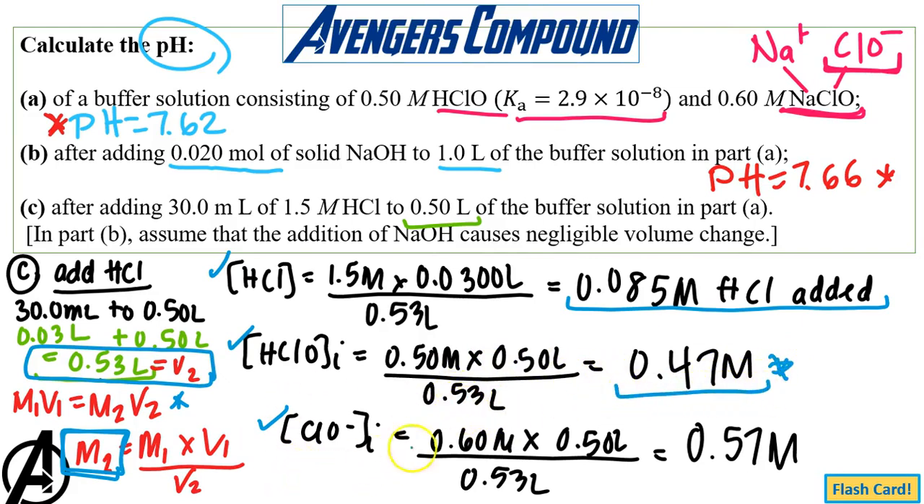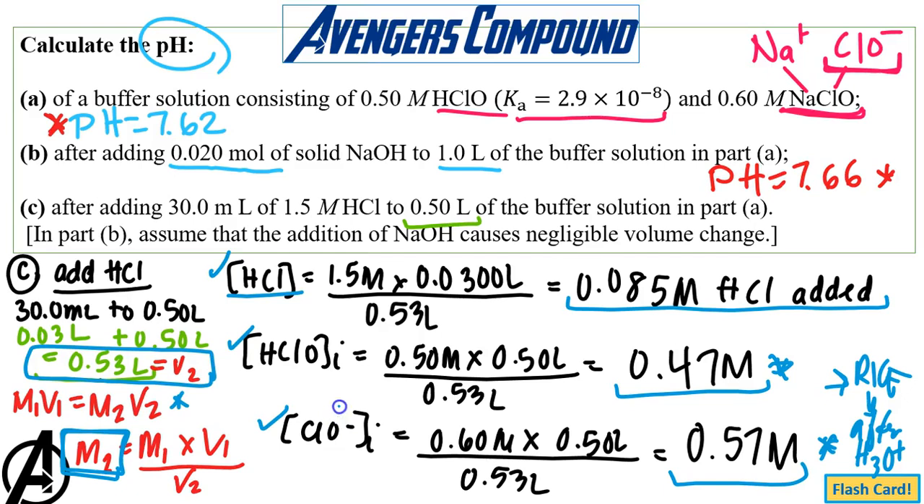Same thing with ClO minus. I'm going to take 0.60 molar, which was given, multiplied by 0.50 liter, divided by the total volume of 0.53 liters, and I get a new initial amount of ClO minus of 0.57 molar. So we had to actually get brand new initial amounts right off the bat, and now we're going to continue to a Rice table to get our amounts after the H3O plus was added from HCl. And then, of course, we'll go further to get our pH.